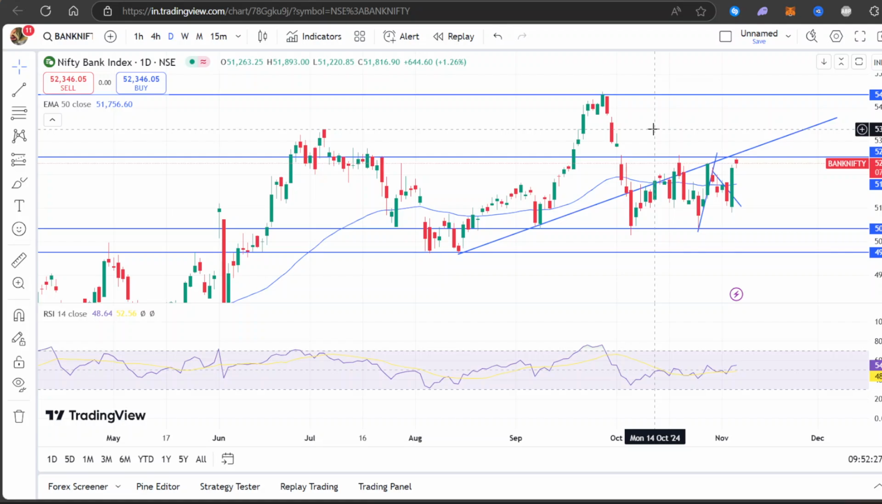So to wrap things up, indicators such as moving averages, RSI, and support and resistance levels are powerful tools for analyzing the Bank Nifty. By using these together, you can make more informed decisions and navigate the volatility with greater precision. Now remember, the goal isn't to eliminate risk entirely, but to manage it effectively.